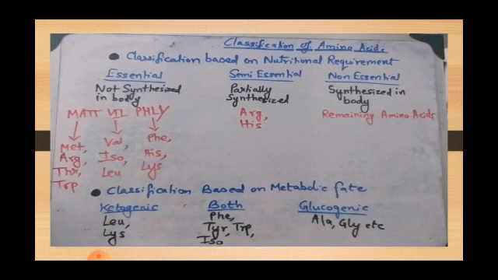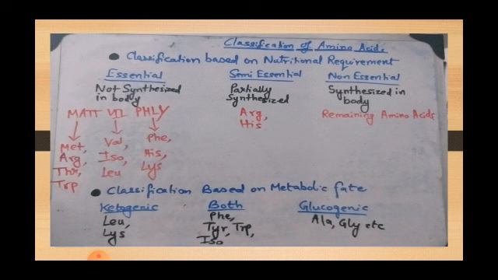Now semi-essential. Semi-essential amino acids are those which are partially synthesized in the body. So under certain conditions, we need more of these amino acids. There is more requirement. At that time, we need to provide them through diet. So they are semi-essential or partially synthesized. Under normal conditions, we do not need them to be provided through diet. They are synthesized, but when there is special requirement or increased requirement, we need to supply these amino acids through diet. Examples are arginine and histidine.